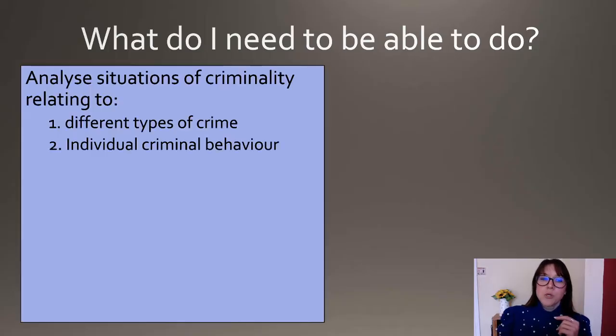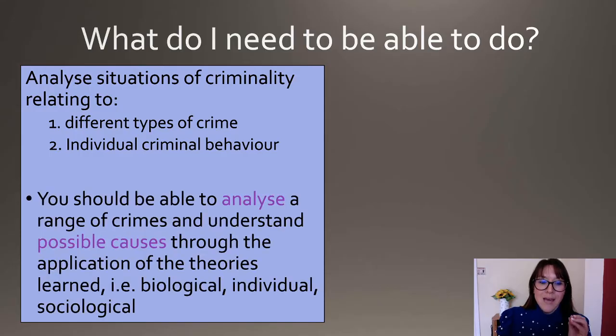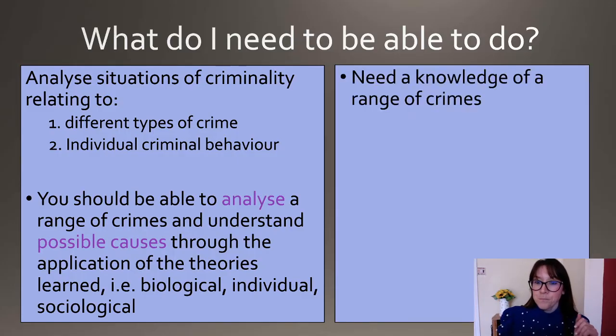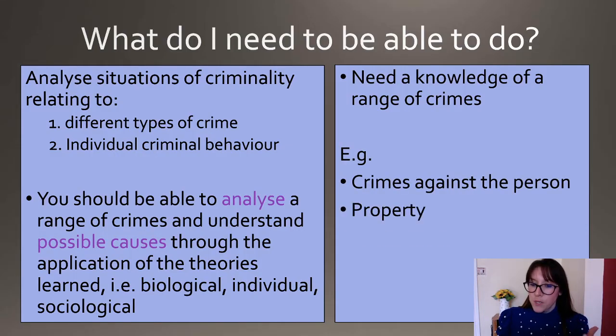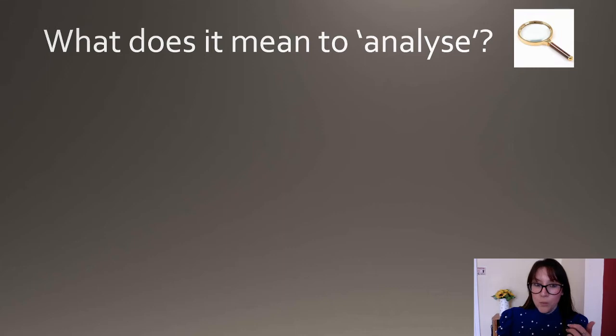What you need to be able to do then, you need to be able to analyse the different types of crime and the individual criminal behaviour. So you need to analyse a range of crimes and understand possible causes. The causes are the approaches that we've done. You need a knowledge of a range of crimes, such as crimes against the person, property, white collar, corporate.